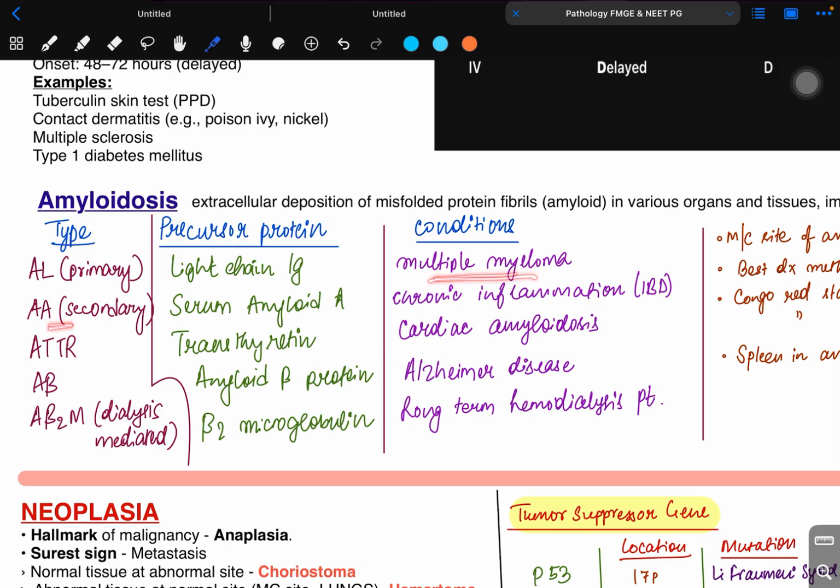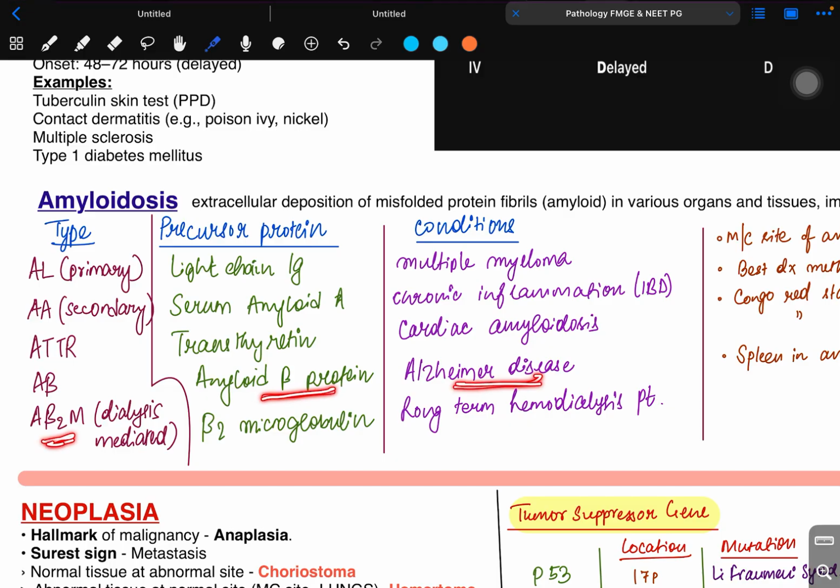AA is the secondary variety. The precursor protein is serum amyloid A, and it can be found in chronic inflammations like inflammatory bowel disease. ATTR, the precursor protein is transthyretin, and it can be found in cardiac amyloidosis. AB contains the amyloid beta protein, and it can be found in Alzheimer's disease.